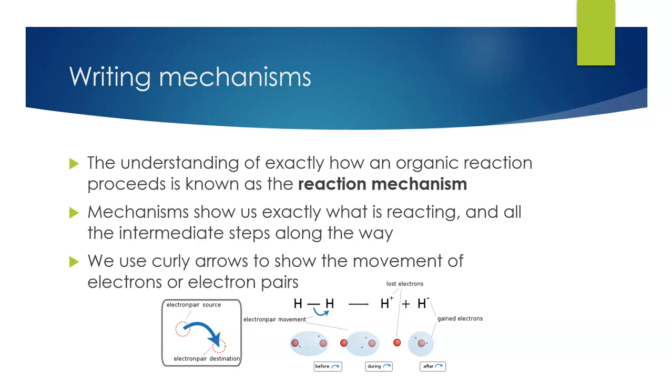Just to review on mechanisms, remember that exactly how an organic reaction proceeds and in what stages is what we refer to as the reaction mechanism. Mechanisms show us exactly what is reacting and all the intermediate steps along the way to help us better understand the formation of intermediates and transition states, which would be slow points and fast points in our reaction. We use curly arrows to show the movement of electrons, of electron pairs. The arrow starts where the pair of electrons is and goes to where those electrons will move to.